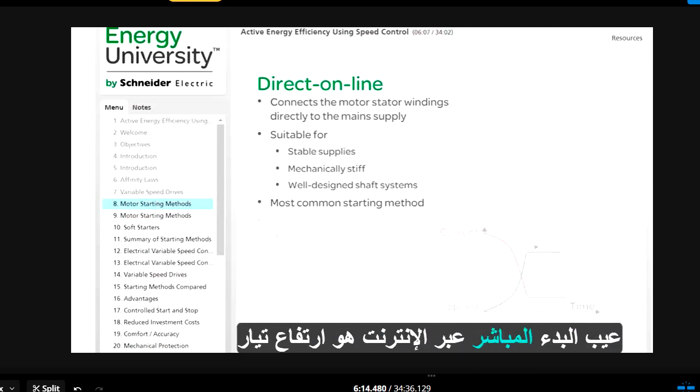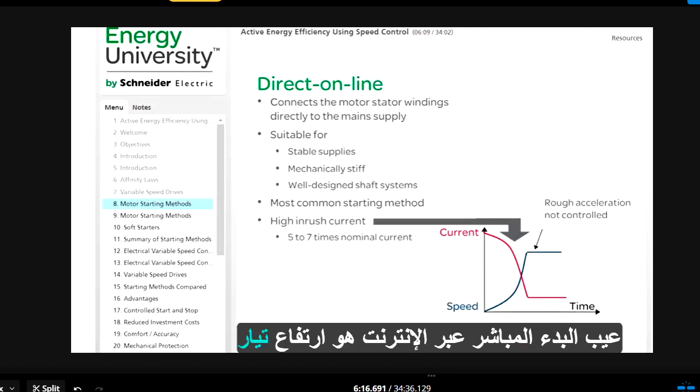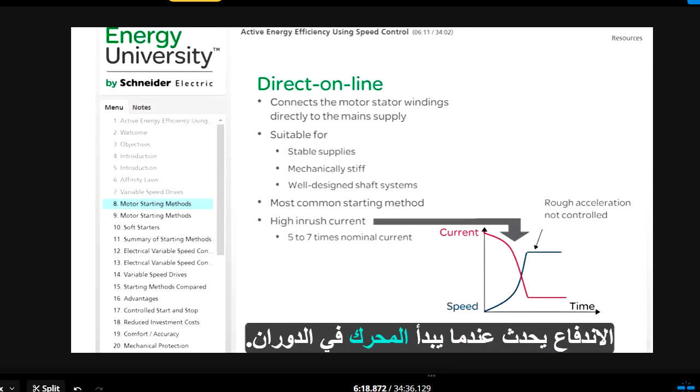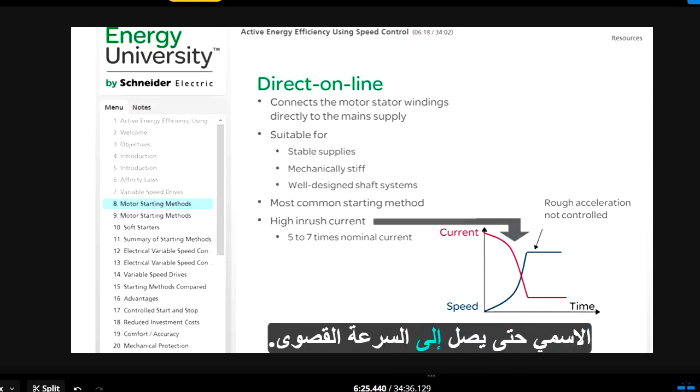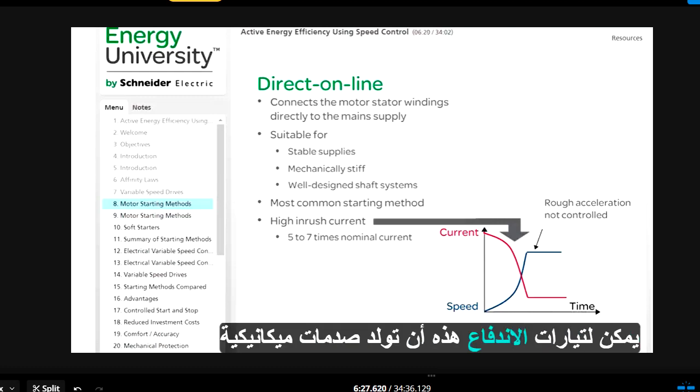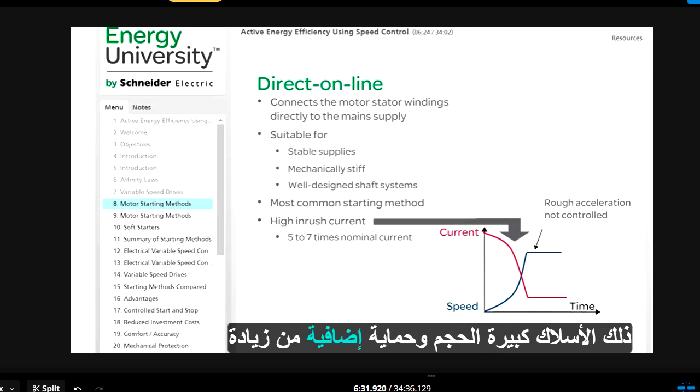The disadvantage of a direct online starter is the high inrush current that occurs when the motor starts turning. It may draw a current that is 5 to 7 times the nominal current until it is up to full speed. These inrush currents can generate mechanical shocks that warrant oversized wiring and additional surge protection.